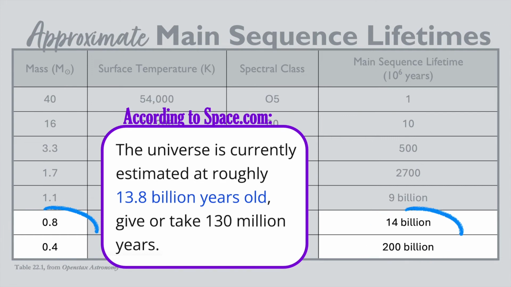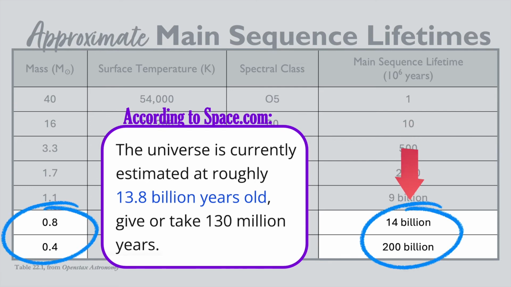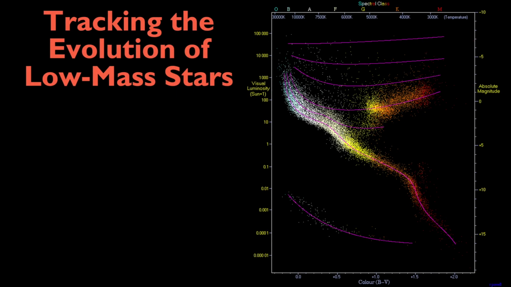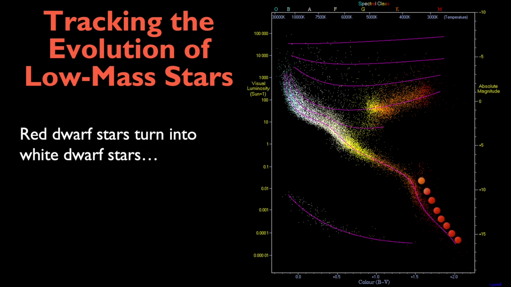Because these low-mass stars are still going strong on the main sequence. Even those that formed right after the Big Bang still have a long, long ways to go before they even start evolving. But once they do, we can track the changes in their characteristics by repeatedly plotting them on the HR diagram and seeing them move off the main sequence as they evolve.